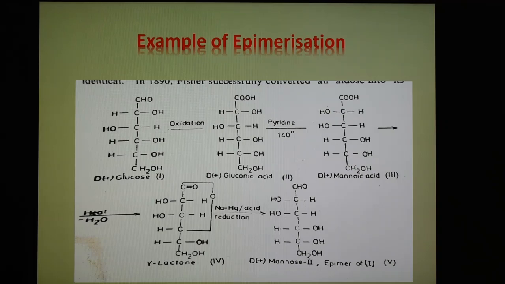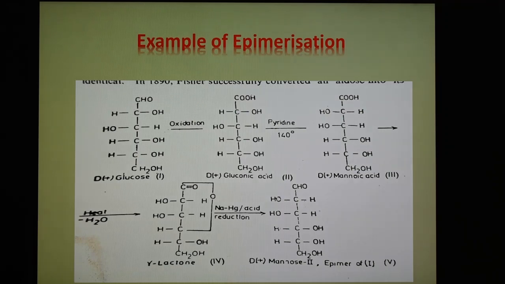Structure number 3, and it forms a mixture of 2 and 3. These acids are separated by using the difference in solubilities of the salts of these acids. The epimeric acid 3 is then converted into lactone, structure number 4, by heating. Lactone on reduction gives the epimer aldose, structure number 5.